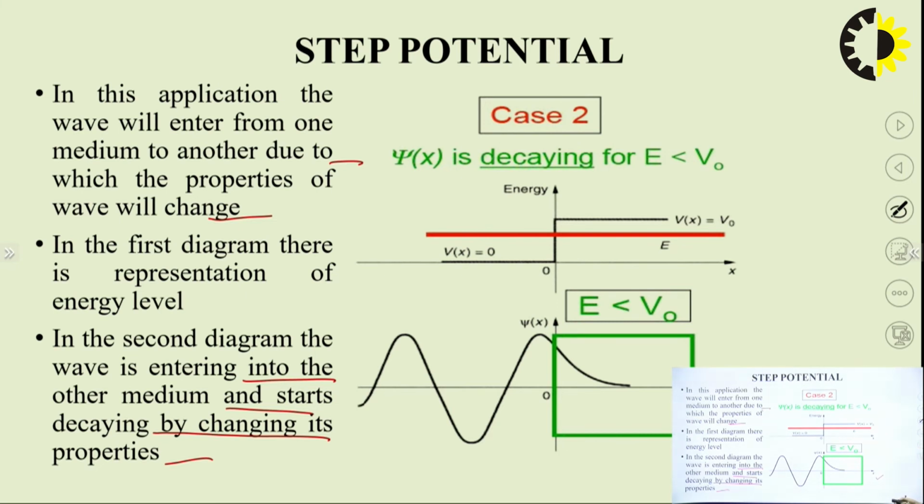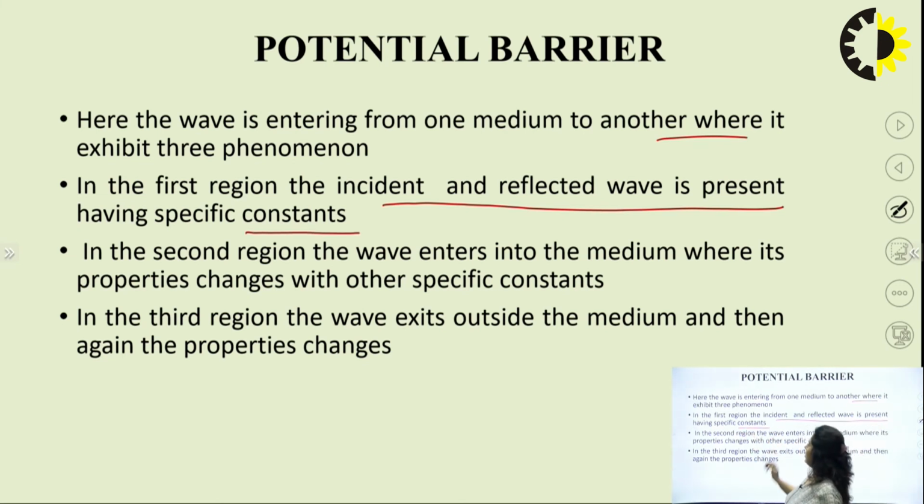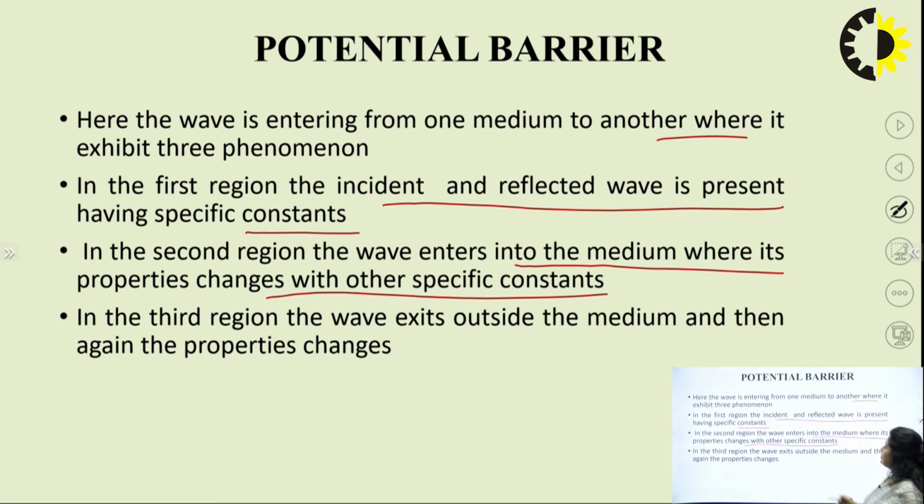So this is the third application, like the extended form of the potential well. There are some potential barriers here. The wave is entering from one medium to another, which we have already discussed. In the first region the incident and the reflected wave are present, having some specific constants. In the second region the wave enters the medium where the properties change with specific constants. In the third region the wave exits outside the medium and again the property changes. So in the third region we see that the wave is decaying as the medium changes.